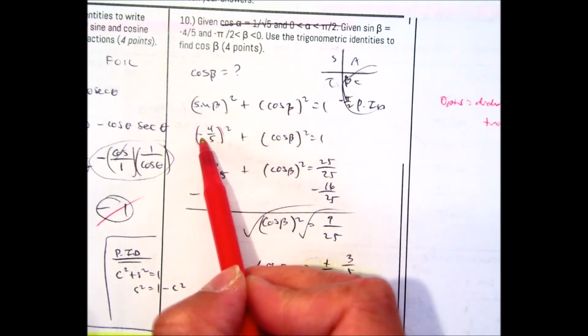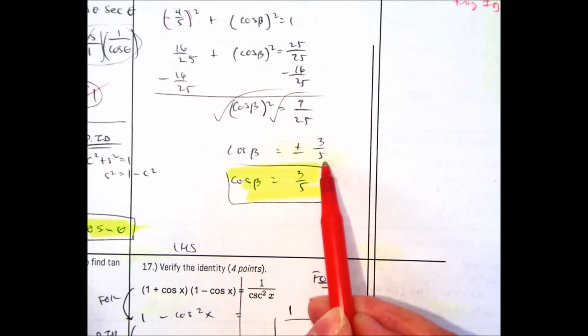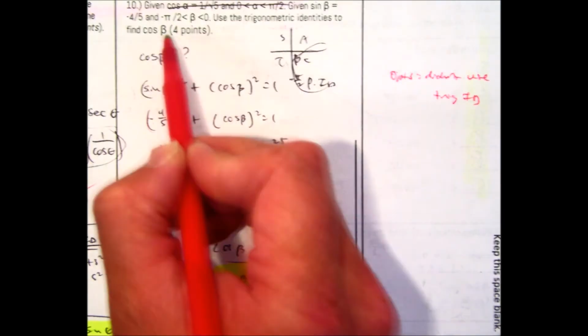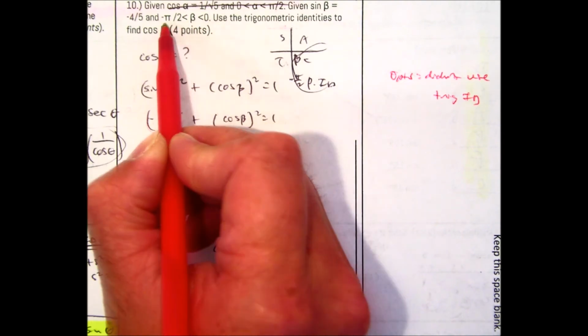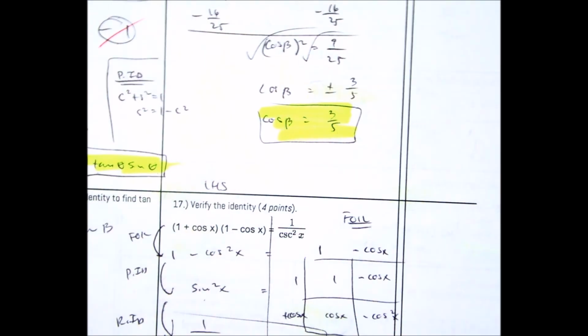Incorrect. Negative times a negative is a positive. Subtract it, square root, positive, negative. It tells you cosine is in between 0 and negative pi over 2. Negative pi over 2 is here. That means that here it is negative. Cosine of beta equals 3/5.